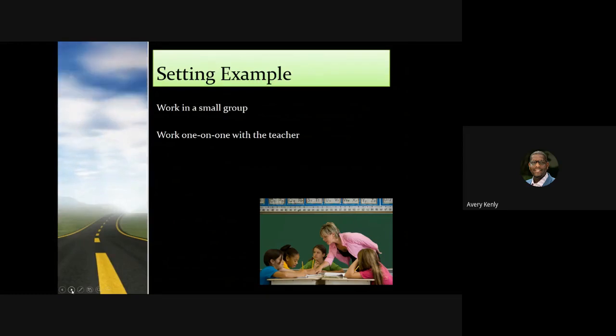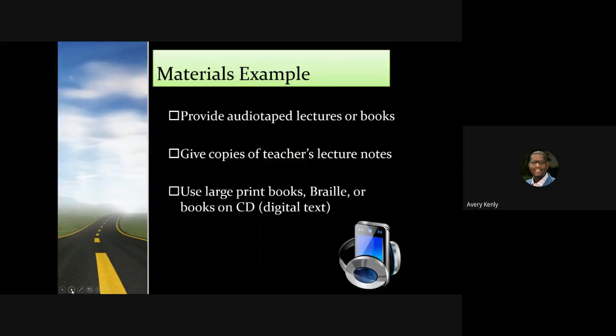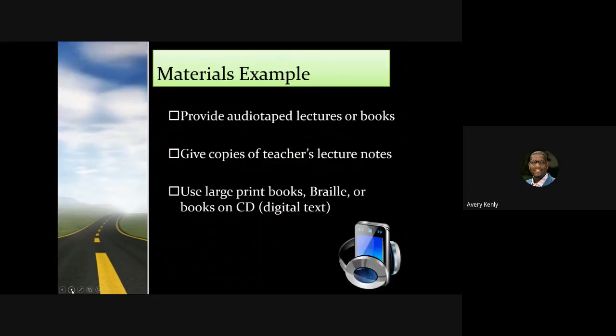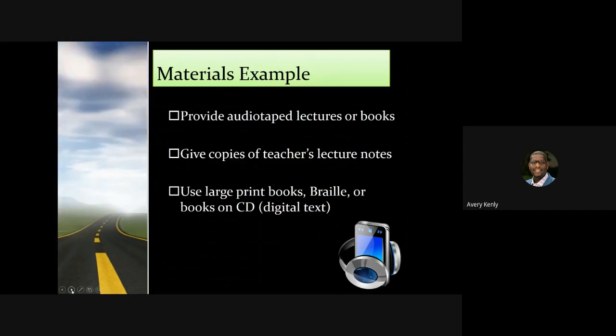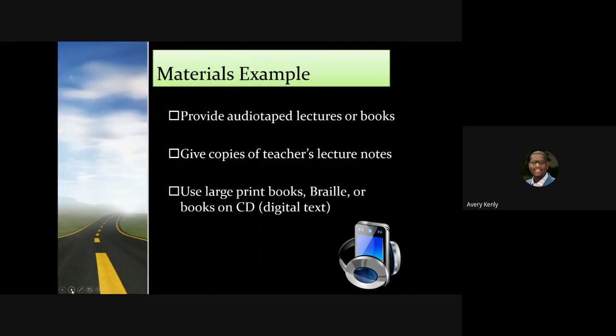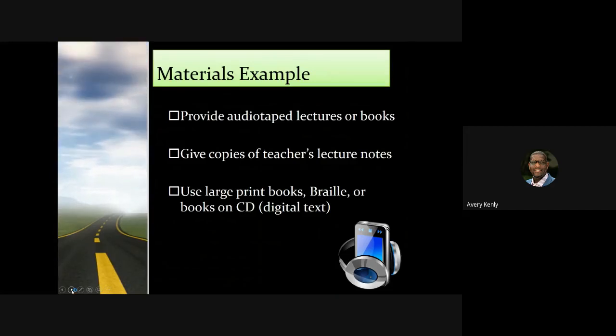So both of these are just different types of settings that might be best to allow our students with disabilities to reach the standard. Materials example, so providing audio tape lectures or books, giving copies of the teacher's lecture notes, and for some students, allowing them to use large print books, Braille, or books on CD. So these are all different types of materials that may be beneficial for our students with disabilities.